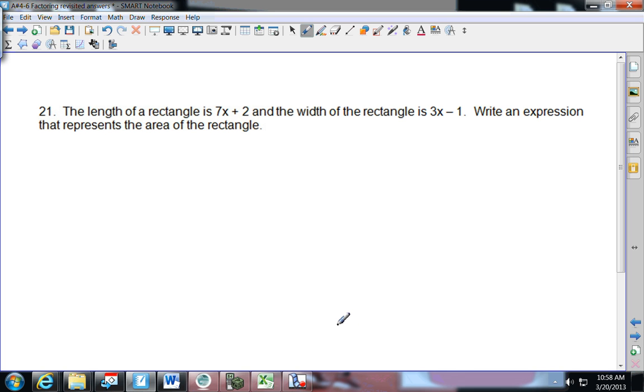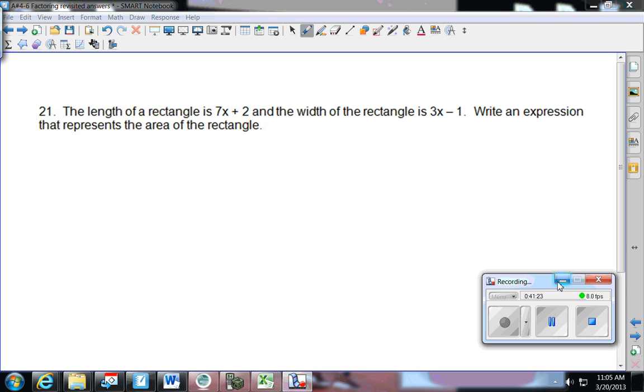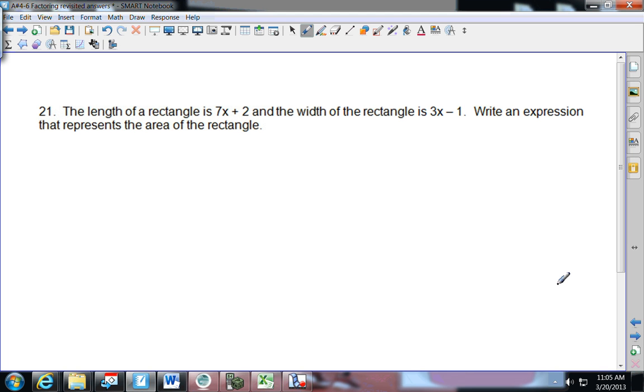Number 21. Let's try number 21 because I would do it the exact same way I just did number 20. All right, looking at this one, it says the length of the rectangle is 7x plus 2, and the width of the rectangle is 3x minus 1. Write an expression that represents the area of the rectangle. Well, actually, I guess I didn't read it when I went through. It gives us the length and the width. We just need to multiply to find the area.